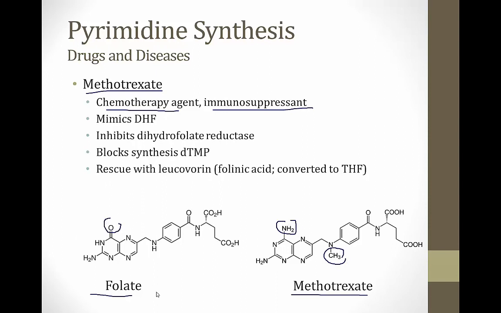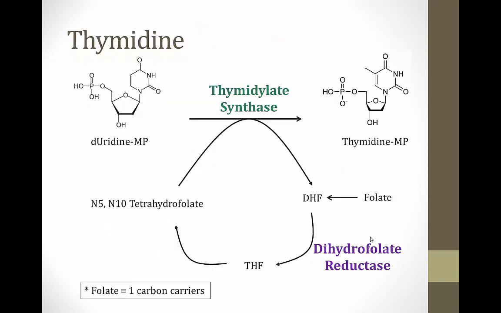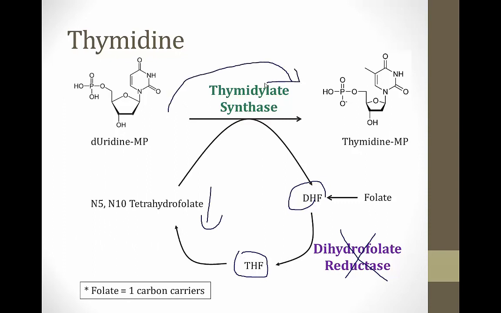So it's got a very similar structure to folate, and what it will do inside of cells is mimic dihydrofolate and inhibit the enzyme dihydrofolate reductase. As a result, this will block the synthesis of deoxythymidine monophosphate. If we go back to our overview slide, methotrexate will inhibit the activity of dihydrofolate reductase. As a result, dihydrofolate will not get converted to tetrahydrofolate. You will have lower levels of N5N10 tetrahydrofolate, and you won't be able to convert uridine into thymidine.